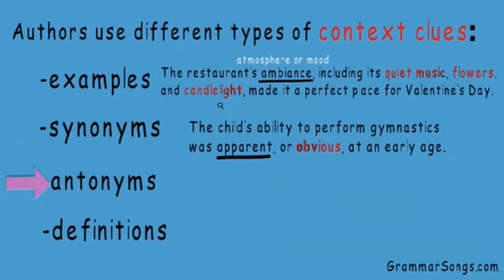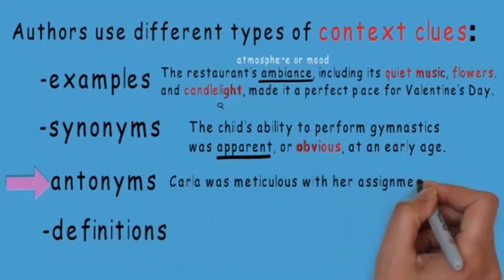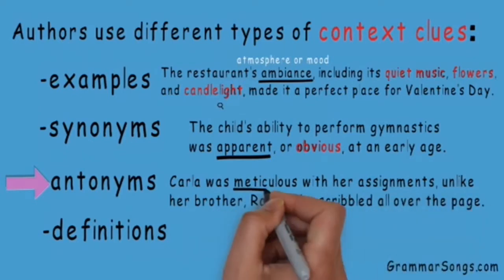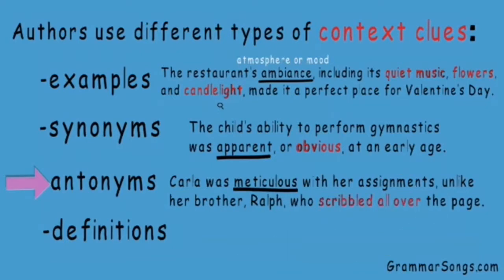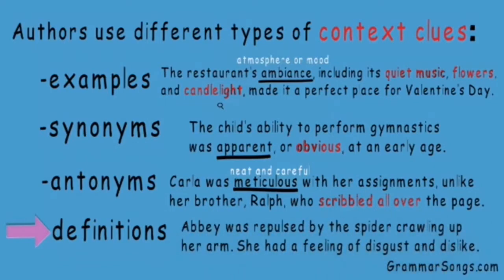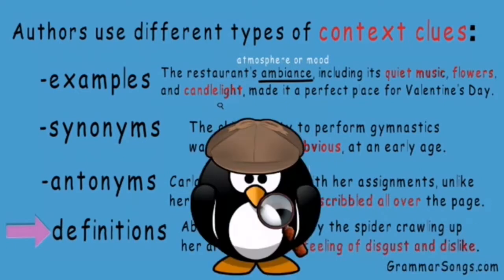Sometimes authors will use antonyms to help the reader grasp an unfamiliar word by stating the opposite. Carla was meticulous with her assignments, unlike her brother Ralph, who scribbled all over the page. If you don't know what meticulous means, the antonym phrase scribbled all over would let you know that Carla was neat and careful with her assignments, unlike her brother Ralph. Sometimes authors actually provide definitions within the text if using a less common word. Abby was repulsed by the spider crawling up her arm. She had a feeling of disgust and dislike. If you are unfamiliar with the word repulsed, the author clearly defines it as a feeling of disgust and dislike.